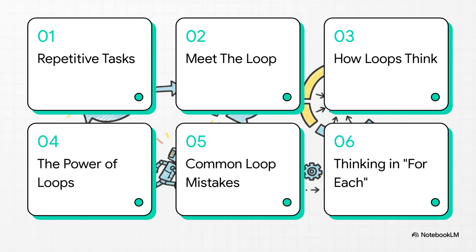So here's our game plan for today. First, we're going to look at why we even need loops by starting with a simple repetitive problem. Then, we'll introduce the elegant solution, the loop itself. We'll peek under the hood to see how it thinks, explore just how powerful it is, and then we'll even cover a super common mistake that trips everyone up at first. And finally, we'll land on the absolute best way to think about this whole concept.